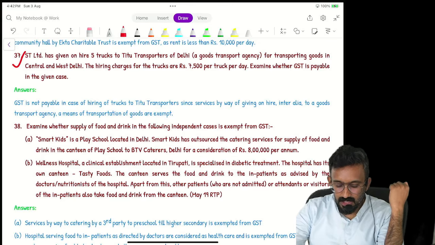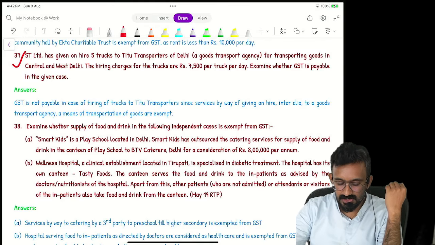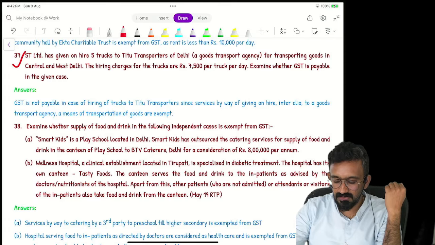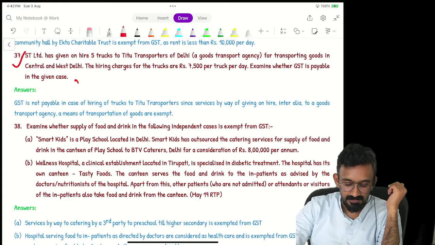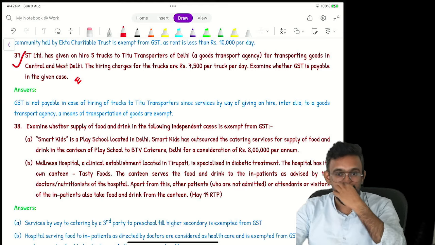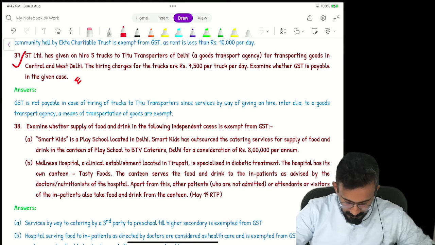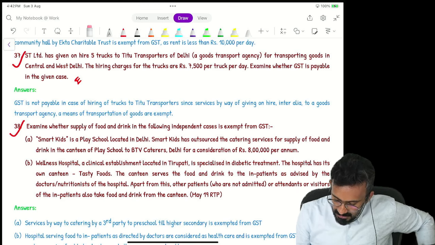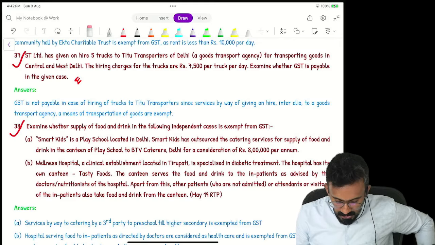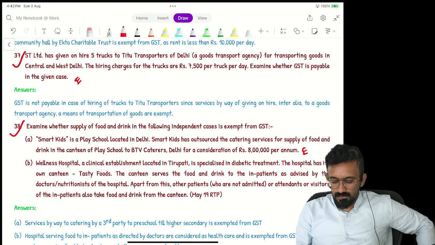ST Limited has given on hire 5 trucks to Titu Transporters of Delhi, GTA, for transporting goods in central and west Delhi. Hiring charges for the truck is 7,500 per truck per day. Taxable or exempt? Exempt. Why? Goods transport vehicle to GTA is exempt if I am renting. I have done 4 renting exemptions. Second one is GTA goods transport vehicle. Smart Kids, a play school located in Delhi. Smart Kids has outsourced catering services to supply food and drink in the canteen of play school to BTV Caterers, Delhi, for consideration of 8 lakh per annum. Exempt. Why? Catering to preschool.